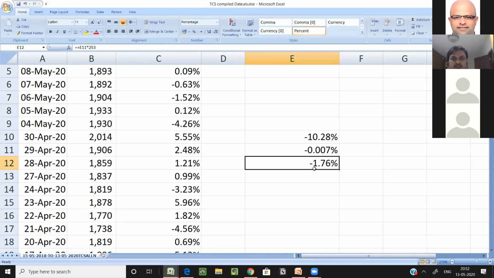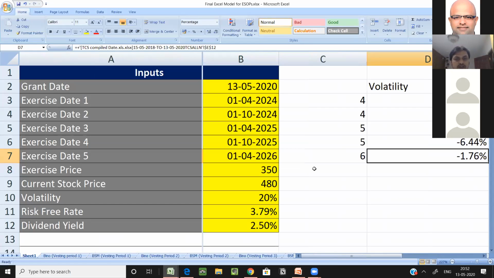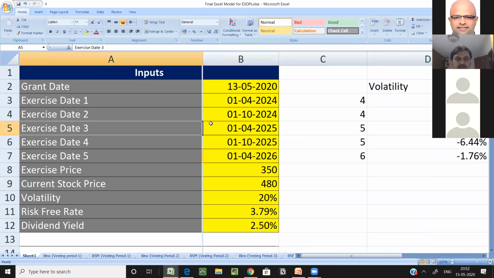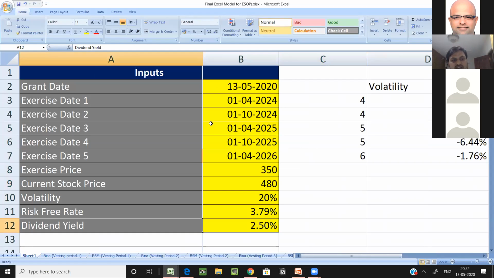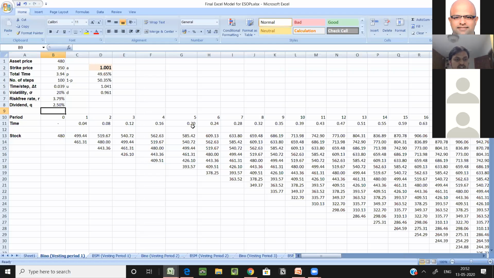Okay, let me just go ahead and complete this. So we have these volatilities with us: 5.75, 6.77, 5.31%, 6.44, and 1.76%. All right. In your Excel calculators, the one assumption that was made is that there's only a single rate of volatility.